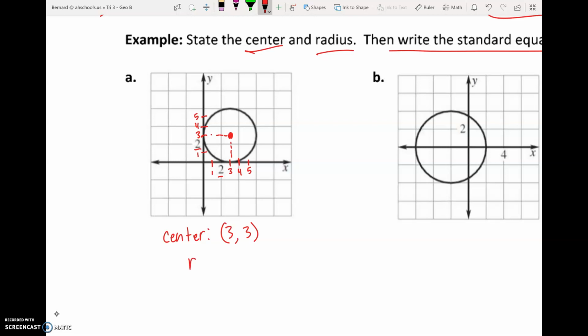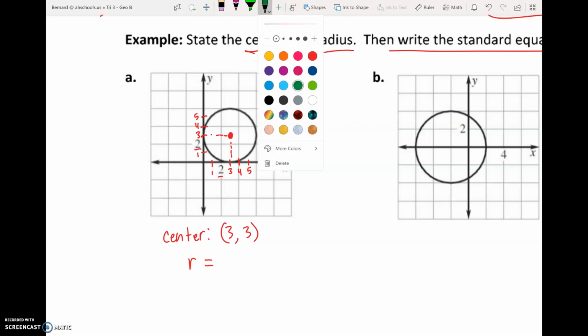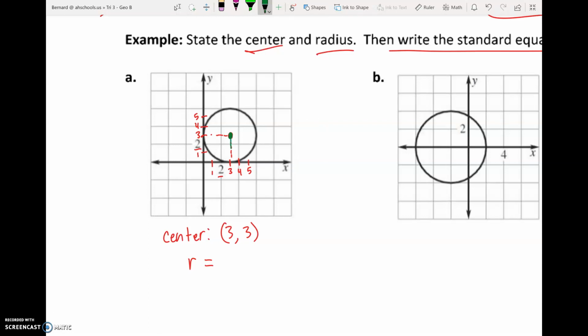All right, so we stated the center. Now our radius is going to be how far away from the center till I hit the edge of the circle. And so if I look at this green line here, we just want to know how far that is. Well, since the circle rests on the x-axis, we can just count, right? That circle is sitting at a y value of 3. So down 1, 2, 3 till I hit that x-axis. And so my radius is just 3.